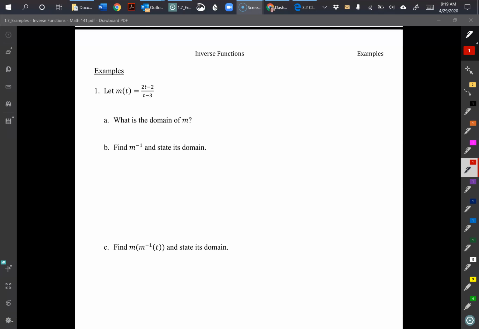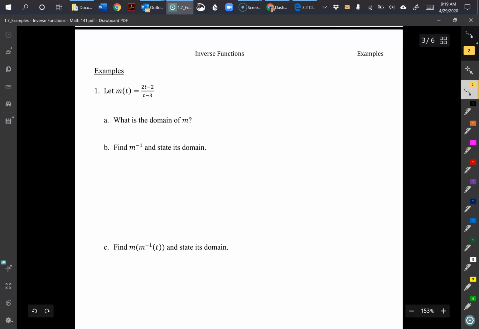This video is on inverse functions, and we're looking at rational functions and trying to find the inverses of those. So we have, let m of t equal (2t minus 2) divided by (t minus 3). That's our function. First, we want to figure out what the domain is and state that for m, and then also we're going to find m inverse and state its domain. So let's go ahead and do the grunt work on that.